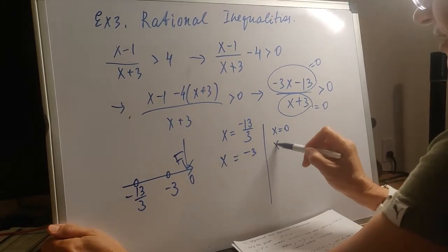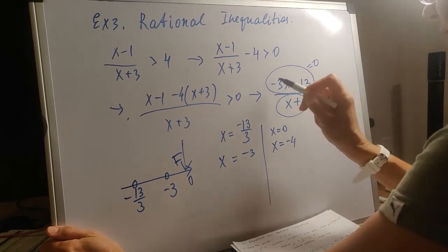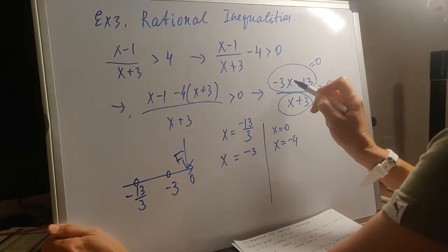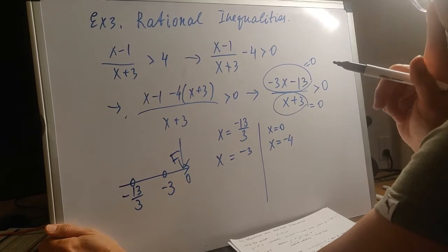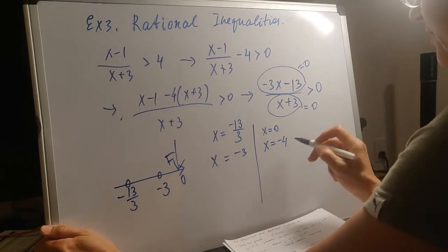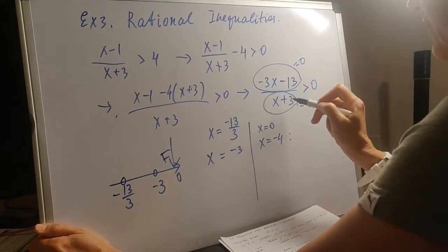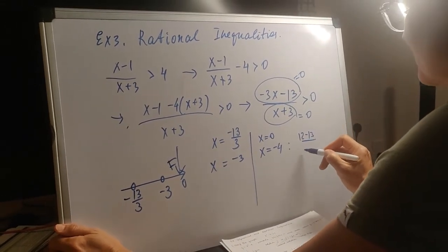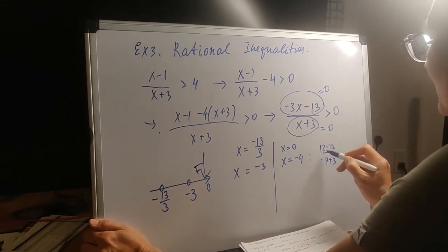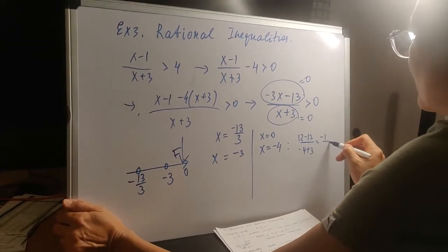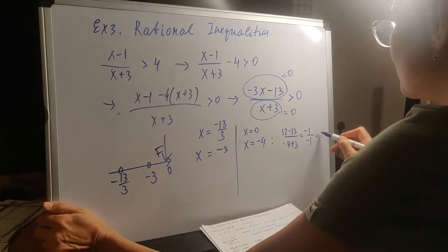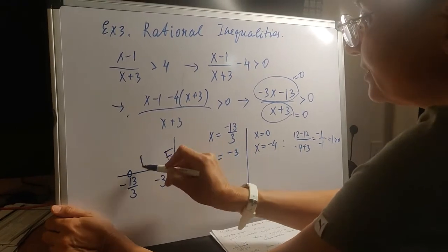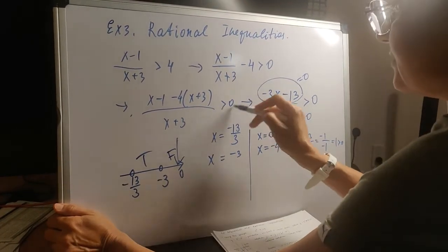Okay, now I'm checking x equals negative 4. Plug it in here: minus 4 times 3 is minus 12, minus 13, and minus 4 plus 3. Well, minus 12 minus 13, sorry, 3 times 4 is 12, and 2 minuses, so it's 12 minus 13, and minus 4 plus 3. Well, 12 minus 13 is negative 1, and minus 4 plus 3 is negative 1, so it's negative 1 over negative 1, which is 1, greater than 0, so it's true for us because we need greater than 0.